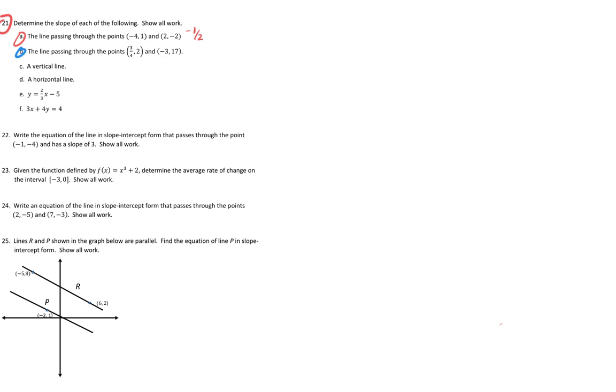Part B, the line passing through the points 3/4, 2 and -3, 17. So m again is equal to y2 minus y1 over x2 minus x1. y2 is 17 minus 2 over -3 minus 3/4, which is equal to 15 over the bottom.